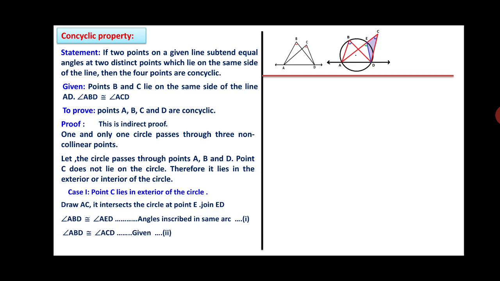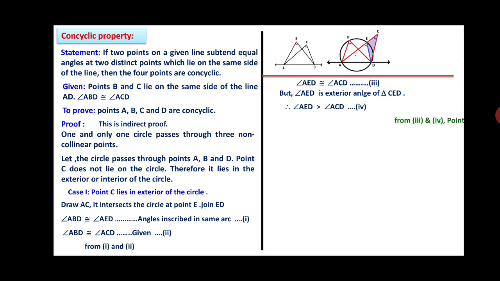Statement 1. Now angle ABD is congruent with angle ACD. It is given. Statement number 2. Therefore, from 1 and 2, we can write that angle AED is congruent with angle ACD. Statement 3. But friends, angle AED is here exterior angle of this triangle CED. Triangle CED is shown with shaded portion. Therefore, angle AED must be greater than angle ACD since AED is the exterior angle.